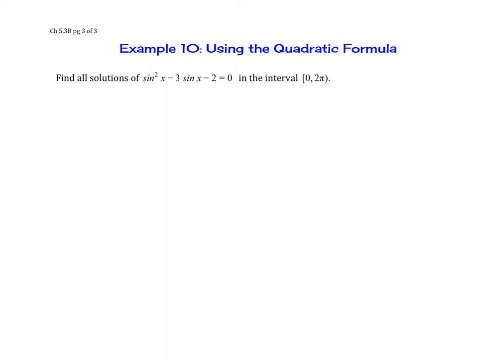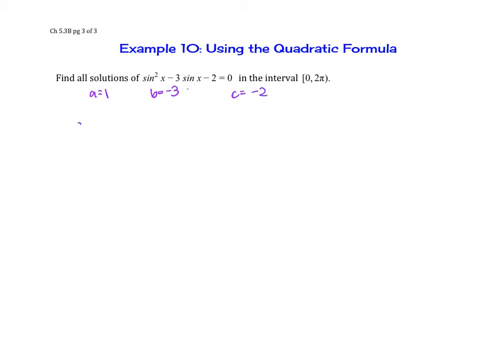So example 10, we're going to use the quadratic formula to solve. Find all solutions of sine squared of x minus 3 sine of x minus 2 equals 0, in the interval from 0 to 2 pi. This is not factorable. There are no factors of negative 2 that will add to negative 3. So therefore, we have to use the quadratic formula.